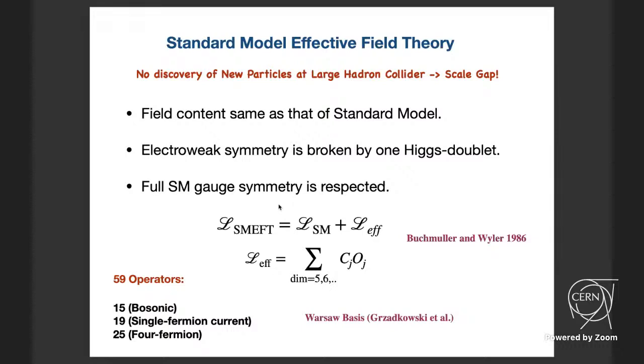In SMEFT, the field content is the same as that of the Standard Model, and electroweak symmetry is broken by still one Higgs doublet as in the Standard Model, and all the higher dimensional operators in SMEFT respect the gauge symmetry of the Standard Model. For the first time, it was nicely sketched out by Buchmuller and Wyler in 1986, all the operators up to dimension 6. Then Grzadkowski et al. found some operators are redundant, and now the final basis is known by the name of Warsaw basis, which has 59 baryon number conserving operators.